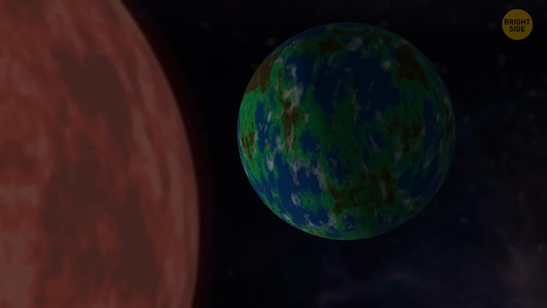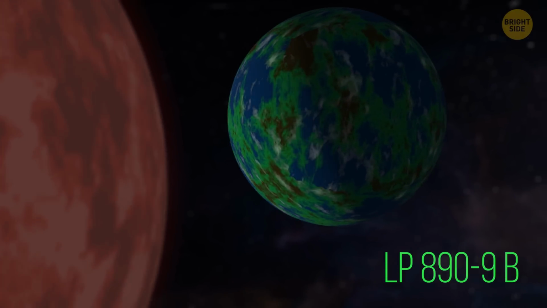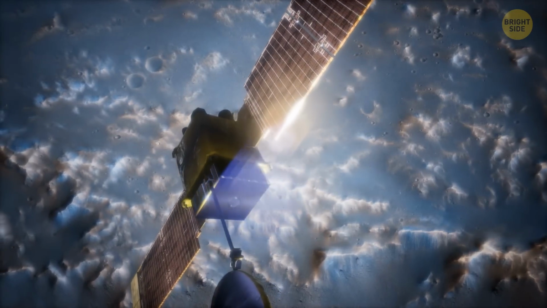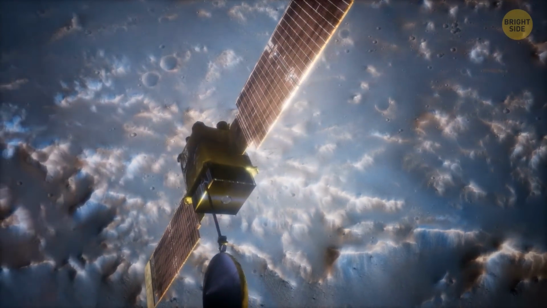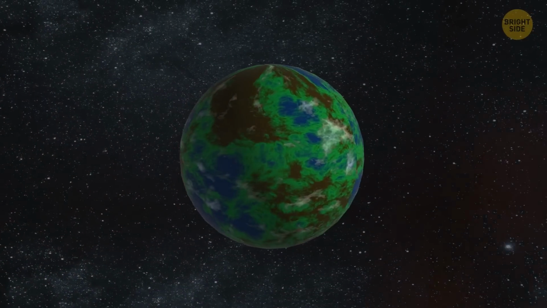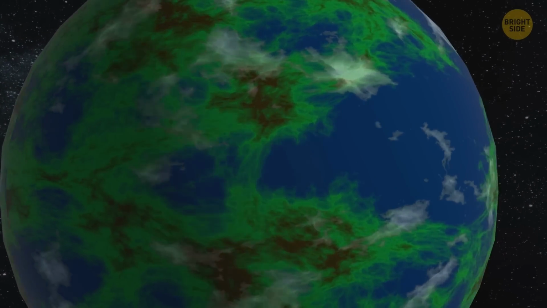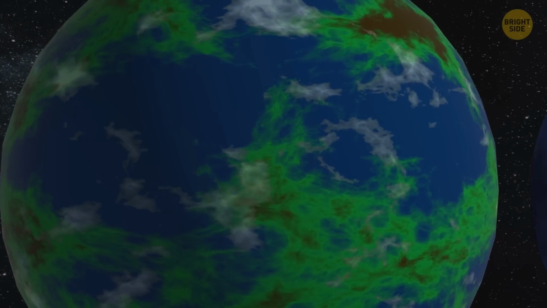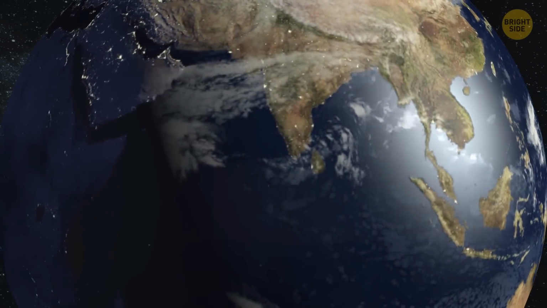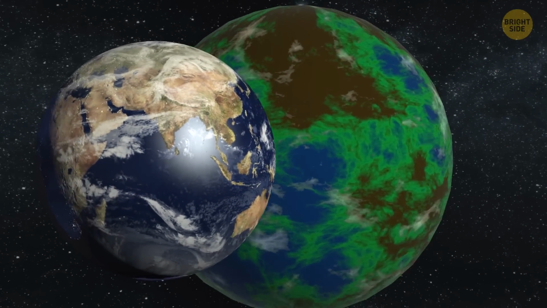First up, we have LP-890-9b, which was discovered in 2022 using the TESS telescope and later confirmed by the Speculoos telescope. This planet is a super-Earth, weighing in at about 13 times the mass of our own planet. It's also slightly bigger than Earth, with a radius about 1.3 times larger.